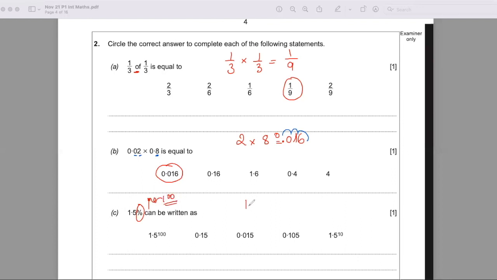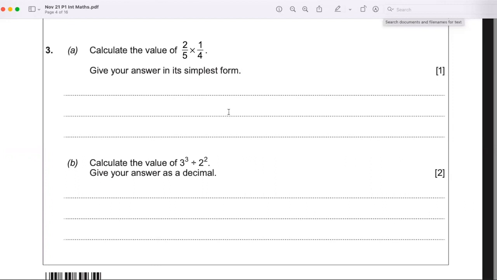C, 1.5% can be written as, percent means per 100. Okay, so 1.5% is 1.5 divided by 100. And again, when you divide by 100, you move the decimal point twice because you make it 100 times smaller. So you go 1 twice, okay? And fill the rest with 0, and that would be 0.015.